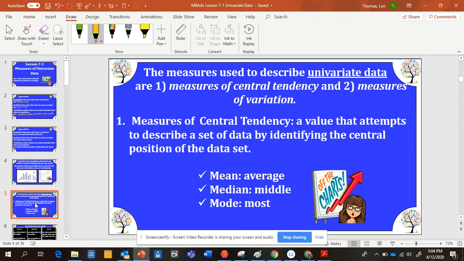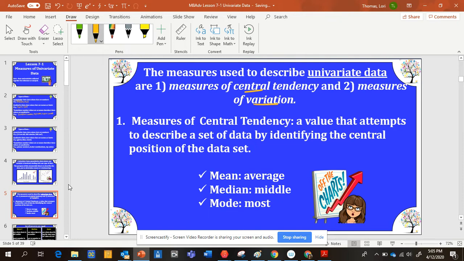Within this lesson, we're going to break this single lesson into 2 parts. We're going to talk about the measures of central tendency first, and then part 2, we'll talk about measures of variation. So there are 2 ways that you can measure univariate data. You can talk about the centers and the spread. So there's a lot of interchangeable words that we can use and you'll hear throughout this unit. So let's talk about the centers of measure first. That is going to be part 1.